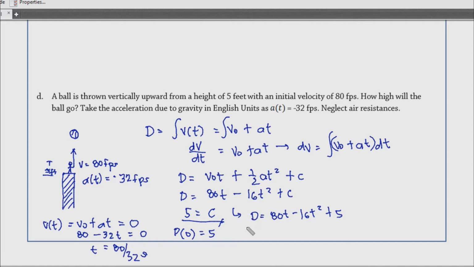So, in this case, we use that to find your value of d. So, d max is equal to 80 times t, which is 80 over 32, minus 16 times 80 over 32 squared, plus 5. So therefore, your maximum distance upon throwing vertically upward would be, of course, in reference to the ground kasi we're actually using yung may ginamit tayong c, which is the constant of integration. So that is 105 feet. Okay, so the answer is 105 feet.